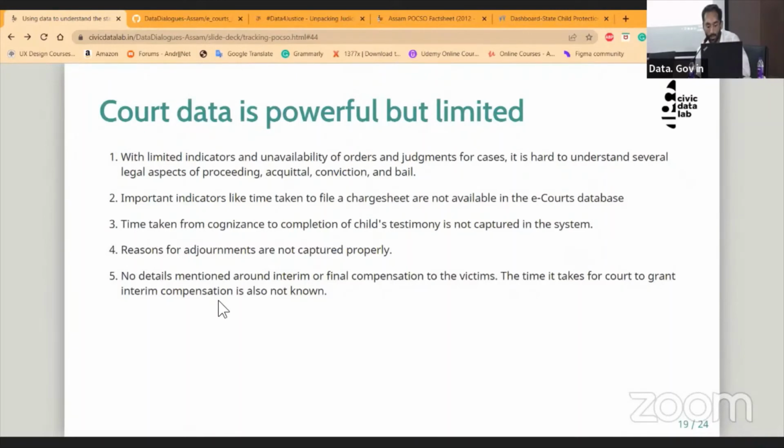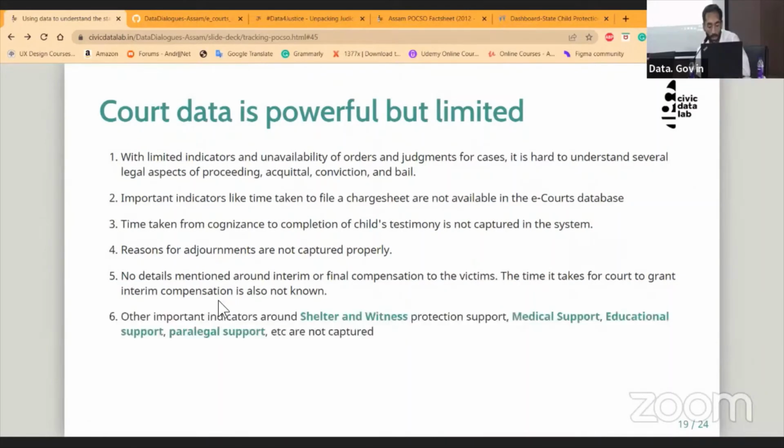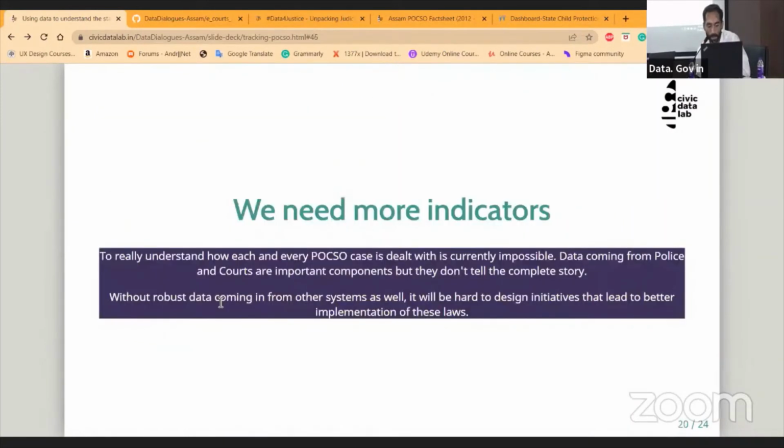The time it takes for the court to grant it, this is a common thing across the country, is not known. Other important indicators around shelter and witness protection support, medical support, paralegal support, etc., are not captured. Which means we need more data and more indicators. Data coming from the police, which is by NCRB, and from courts are very important components, but they don't tell the complete story.